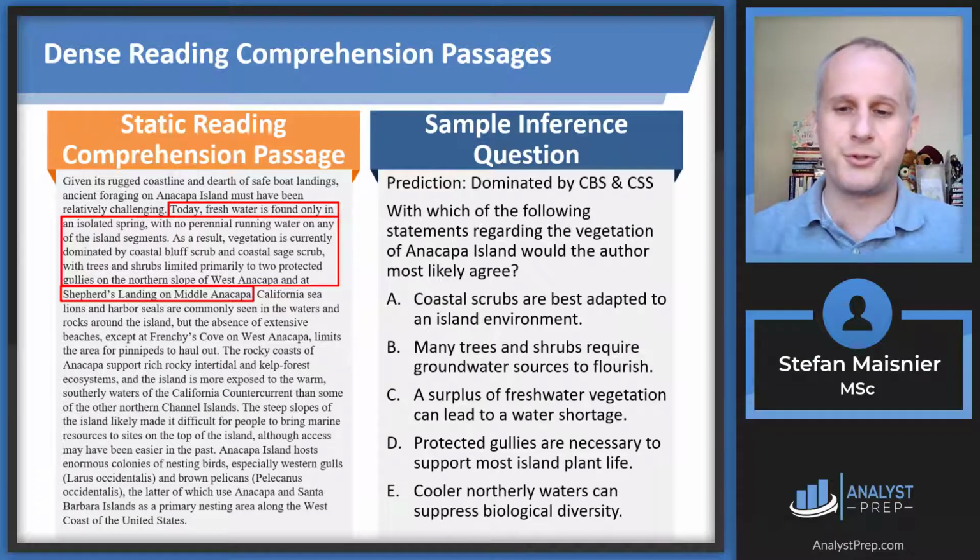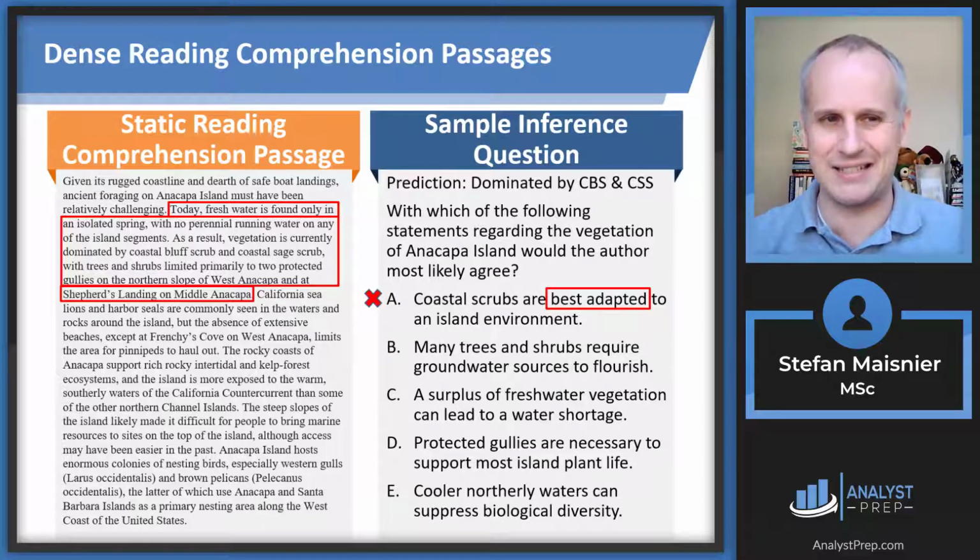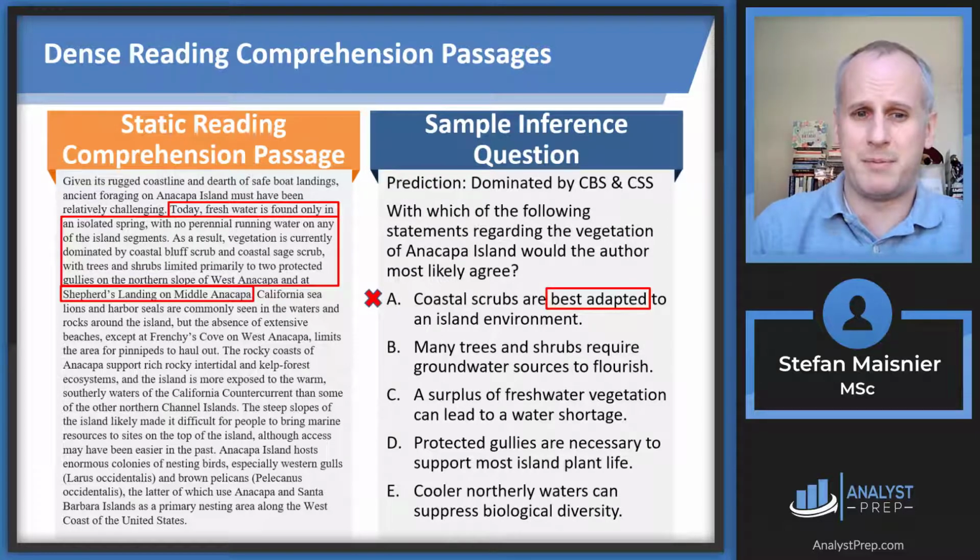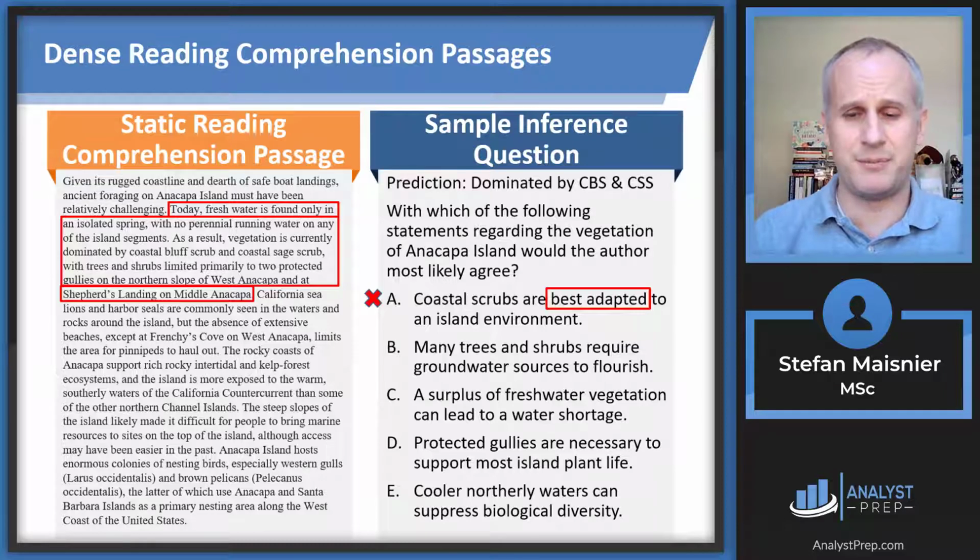So, coastal scrubs are best adapted to an island environment. Well, we don't know that they're best adapted. They are maybe better than these trees and shrubs, but best adapted is extreme. We can eliminate choice A.